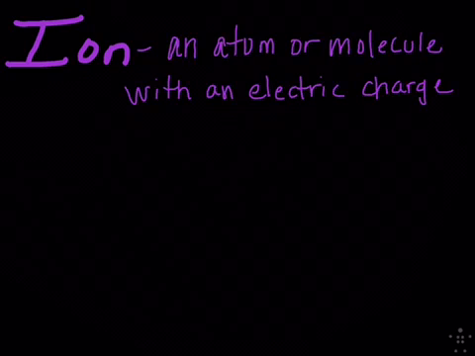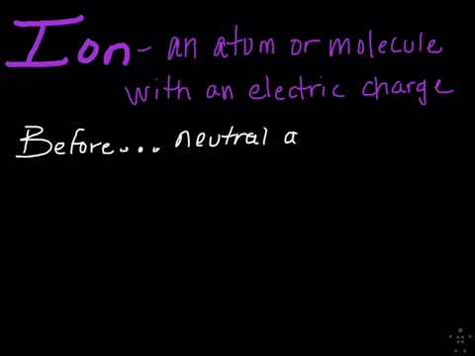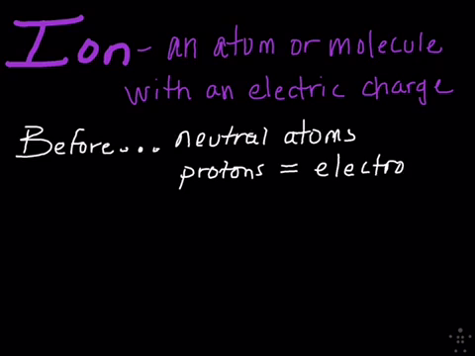Now a little bit of new information today, we're going to introduce the concept of the ion. And ions are atoms or molecules with an electric charge. So before today, we were dealing with all neutral atoms. In other words, the protons were always equal to the electrons. That made the atom neutral because protons are positive, electrons are negative, and so if we have equal amounts, those charges balance each other out to give you a zero or neutral atom.